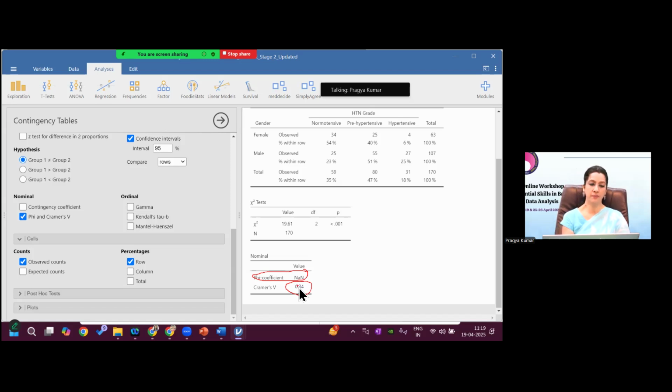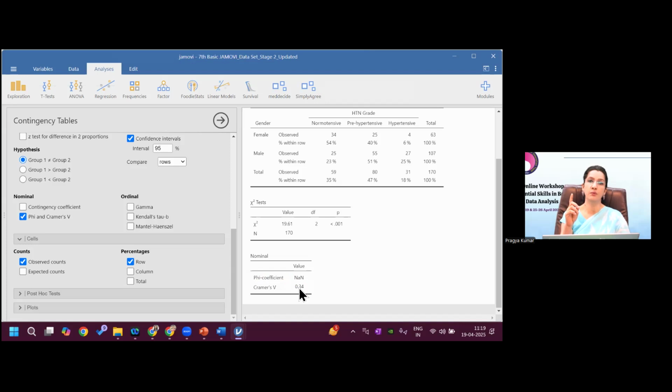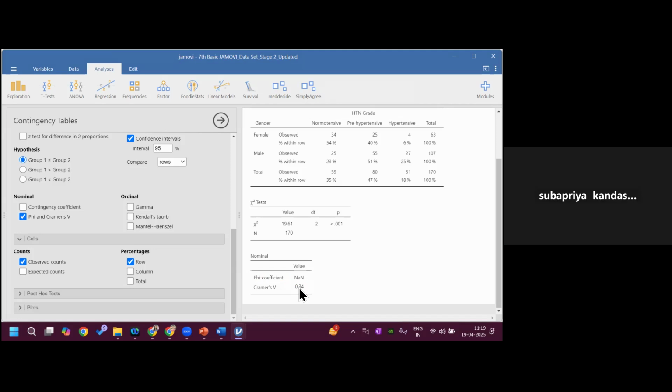Have you understood up till this point? Then I have to introduce one concept again, once you have understood all these points. Have you understood the expected? Have you understood the percentage? Okay. Ma'am, I have a query.